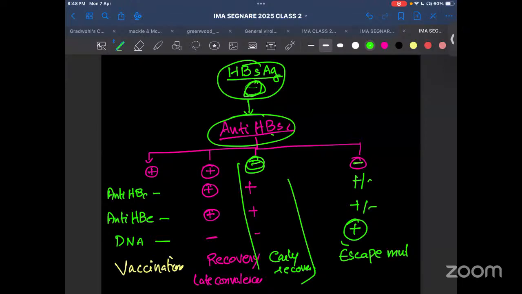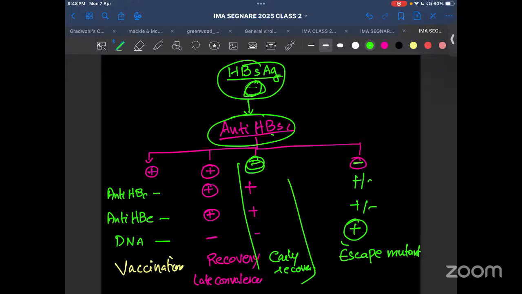And what is an escape mutant? Escape mutant means there is a mutation in the surface antigen, so our routine test cannot detect the HBsAg. Actually, HBsAg is present, but our routine ELISA or CLIA test cannot detect it. That is why HBsAg becomes negative, but HBV DNA will be positive. So this is escape mutant. Occult hepatitis B will also present like this, but don't concern yourself about that.